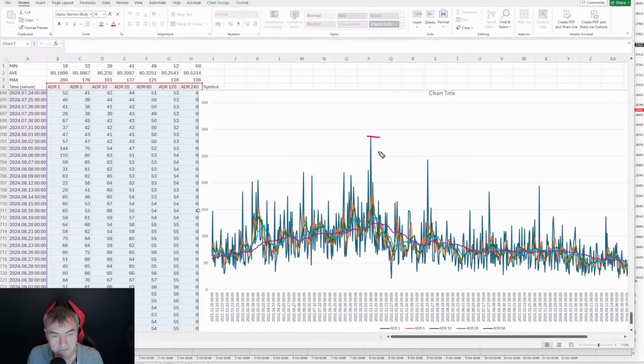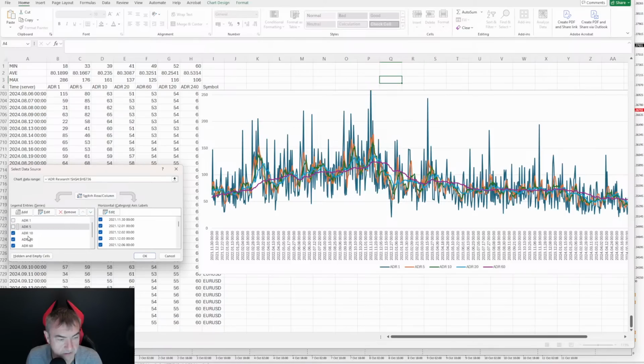ADR1 ranges from there all the way down to virtually not moving. That's just saying what was priced yesterday, so that's a useless measurement. ADR5 is far too quick. There's far too much volatility in there.